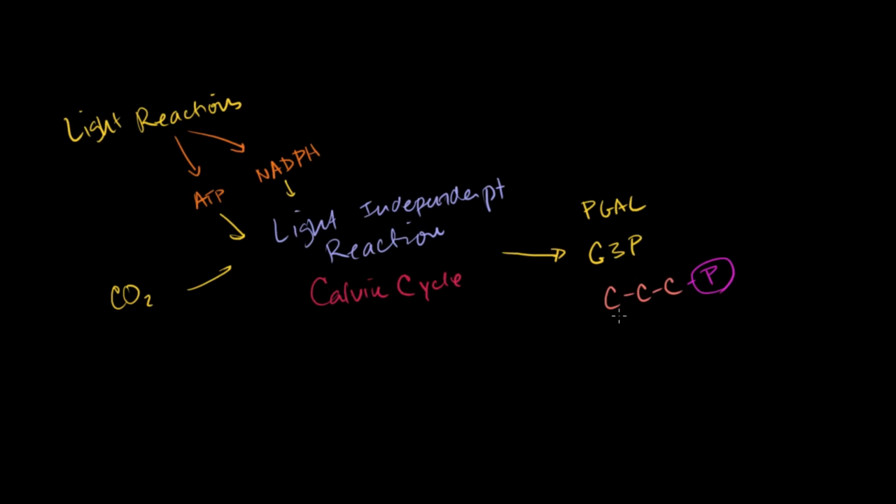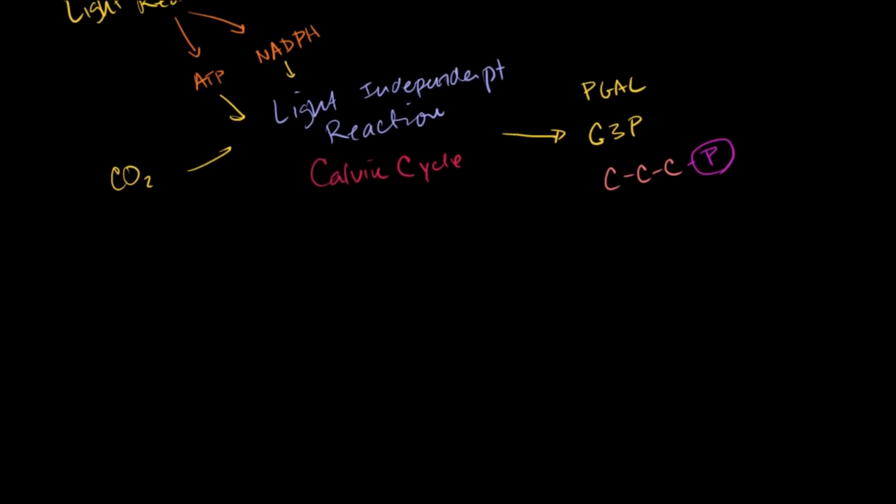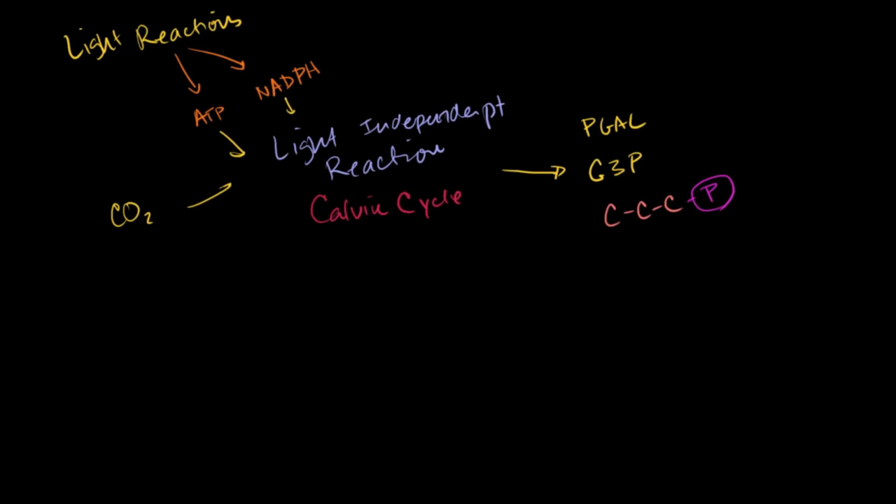You might remember in the first stage of glycolysis, the first time that we cut a glucose molecule, we ended up with 2 phosphoglyceraldehyde molecules. Glucose has 6 carbons, this has 3. But let's study the Calvin cycle in just a little bit more detail. So let's say, exiting the light reactions, well, I'll keep that there.